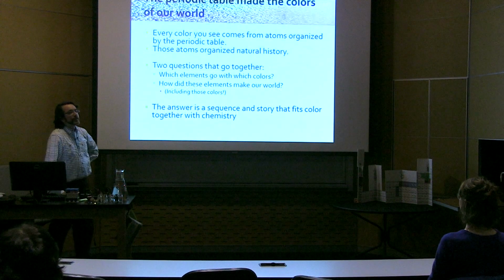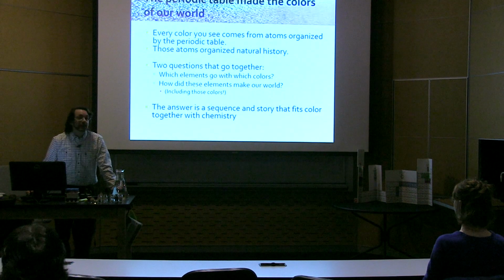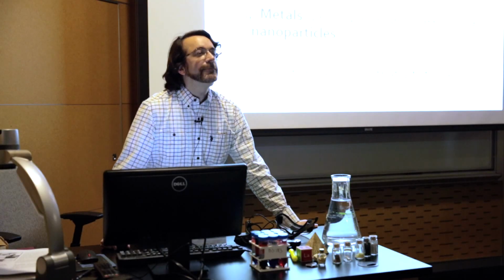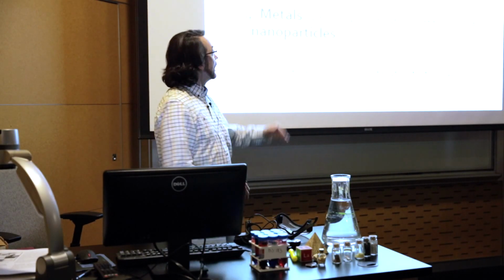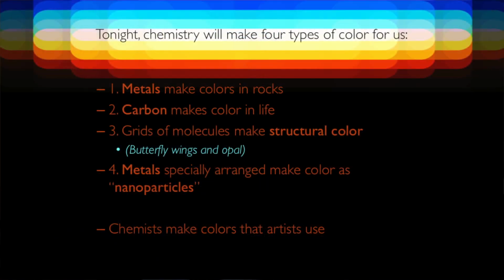And so the answer is actually a story. It's a story that follows the rules of chemistry, and it involves color at pretty much every step. We're going to see 4 kinds of colors tonight, and this is the order in which we'll see them. Metals and rocks are colored.